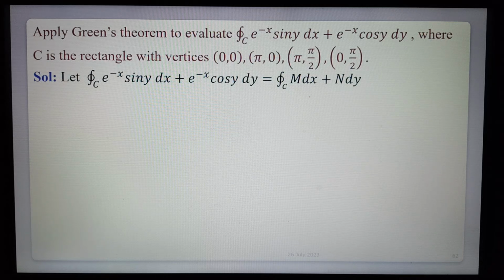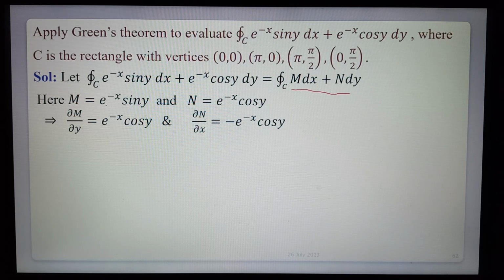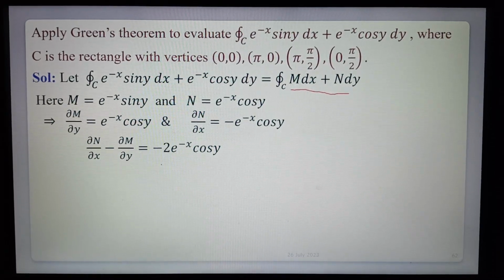Okay, the given form is the integral of M dx plus N dy. M is equal to e power minus x into sin y and N is equal to e power minus x into cos y. So dou M by dou y is equal to e power minus x into cos y. Dou N by dou x is equal to minus e power minus x into cos y. Dou N by dou x minus dou M by dou y is equal to minus 2 into e power minus x into cos y.